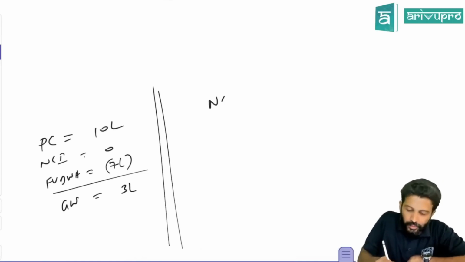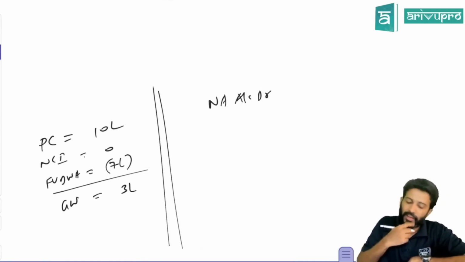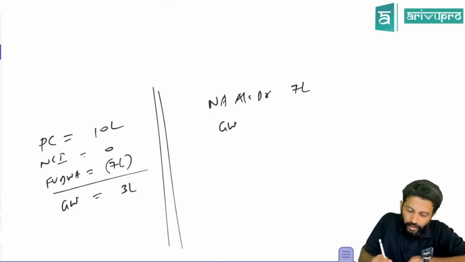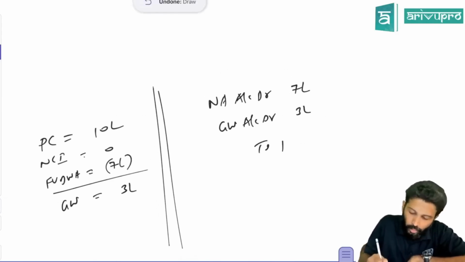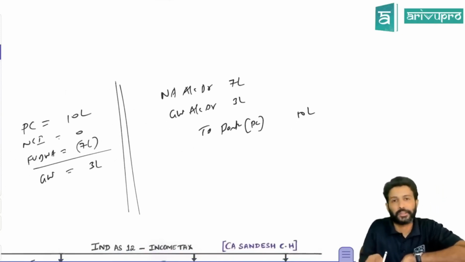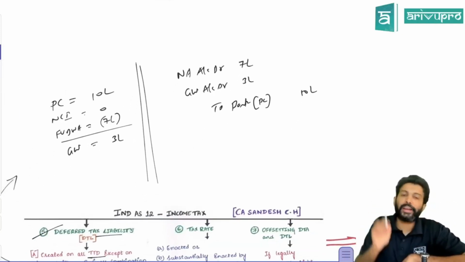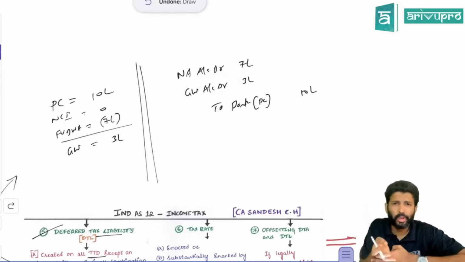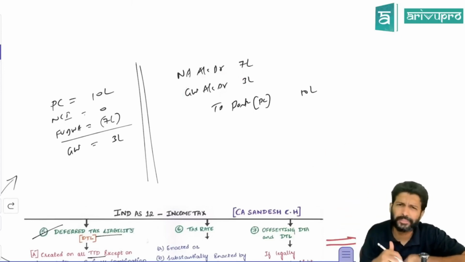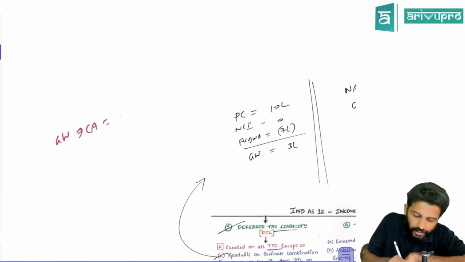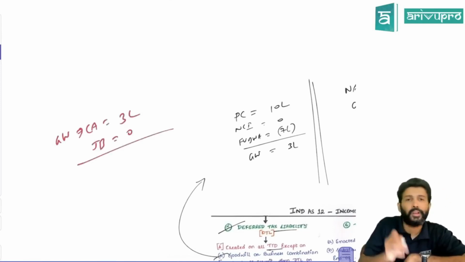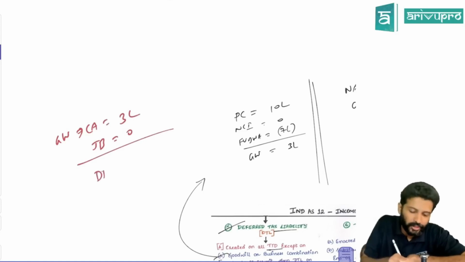When you do a business combination in the consolidated financial statements, you will write: net assets account debit 7 lakh, goodwill account debit 3 lakh, to bank 10 lakh, whichever way you have paid the purchase consideration. This is the journal entry you will pass. Correct, sir? Now, goodwill is accounted as per books, as per Ind AS 103. It will not have any tax base, right? So the carrying amount of goodwill in this equation is 3 lakh. Its tax base will be 0. Carrying amount of the asset is greater than tax base, which means you need to create deferred tax liability.